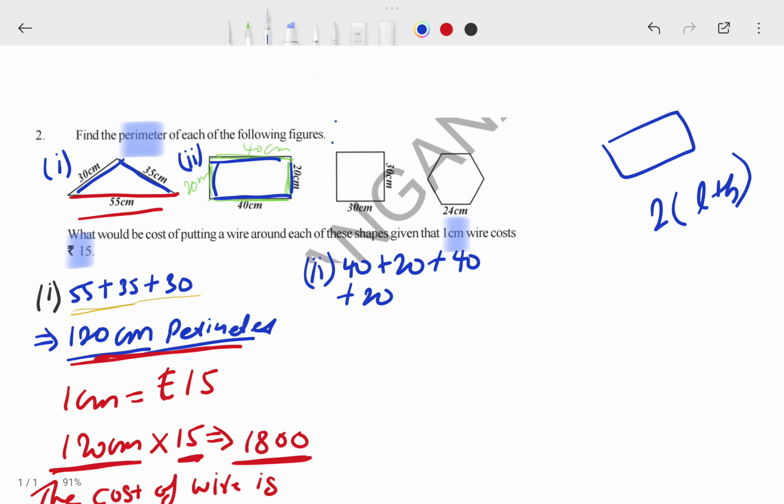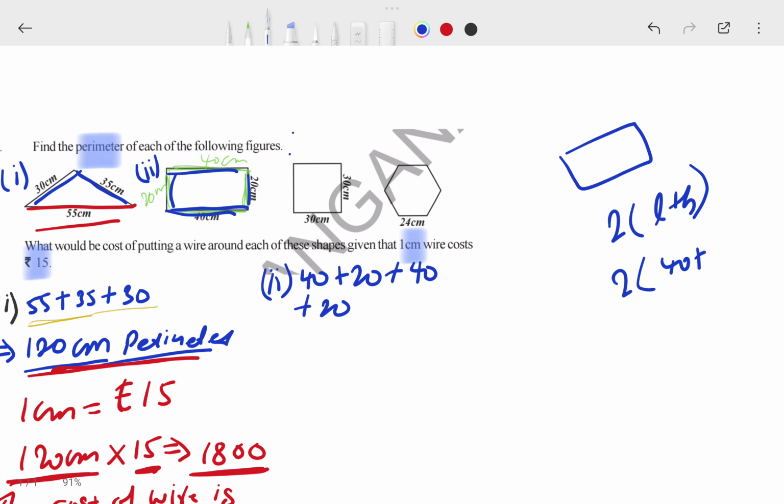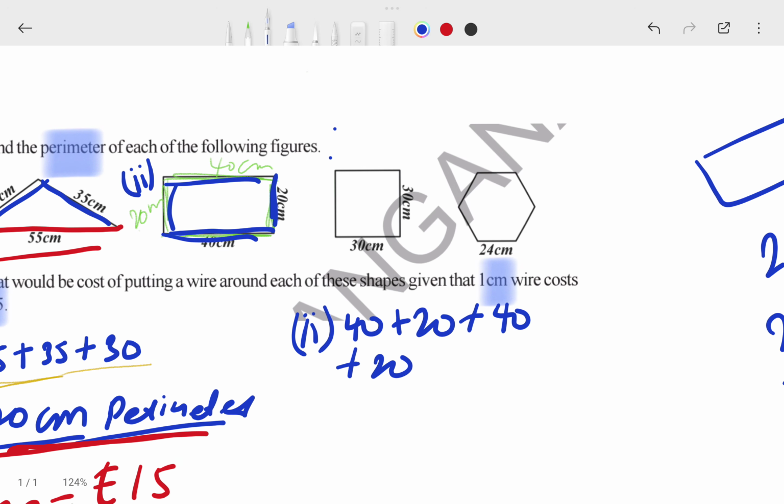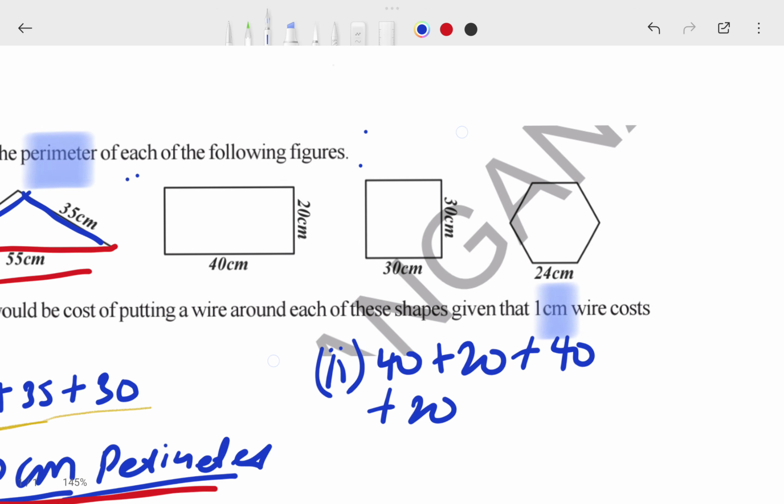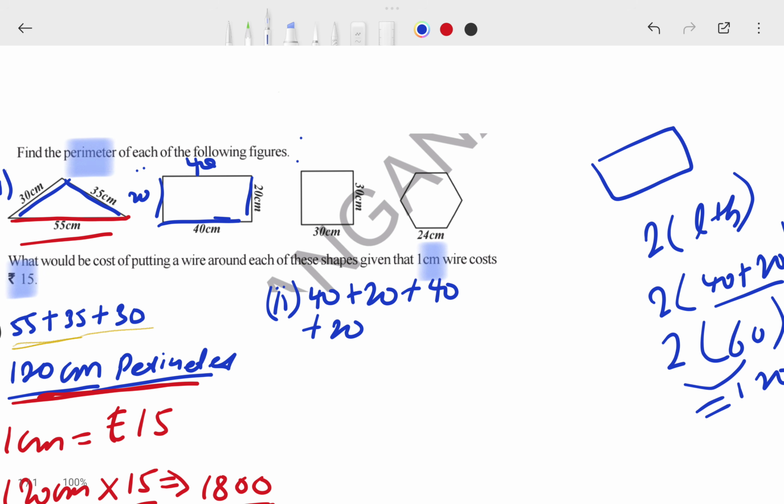Now in this one what you can do, the length is how much? It is given 40. Okay, what is the breadth? Breadth is 20 only. Now add these, it is going to be 60. Now multiply, the answer is 120. So you can do any way. Generally the perimeter is simple, you just have to add. Perimeter means addition. This is 40, this is also 40, this is 20, this is also 20. Simple. So 40 plus 20 is 60, 60 plus 40 is 100, 100 plus 20 is 120.